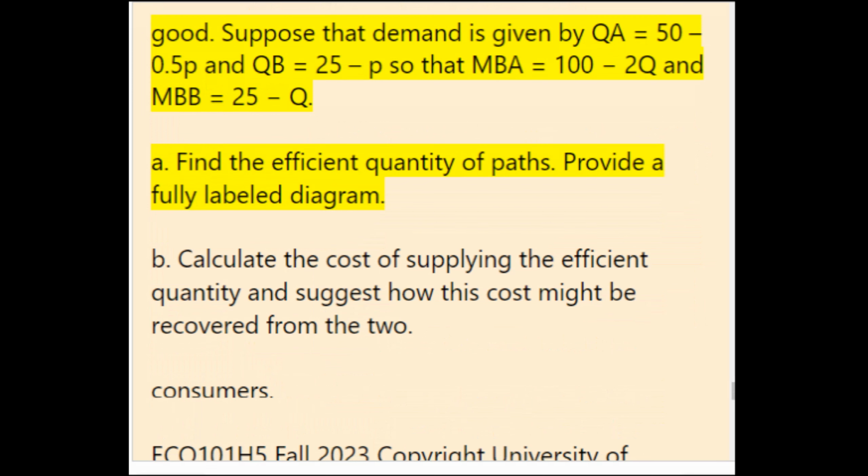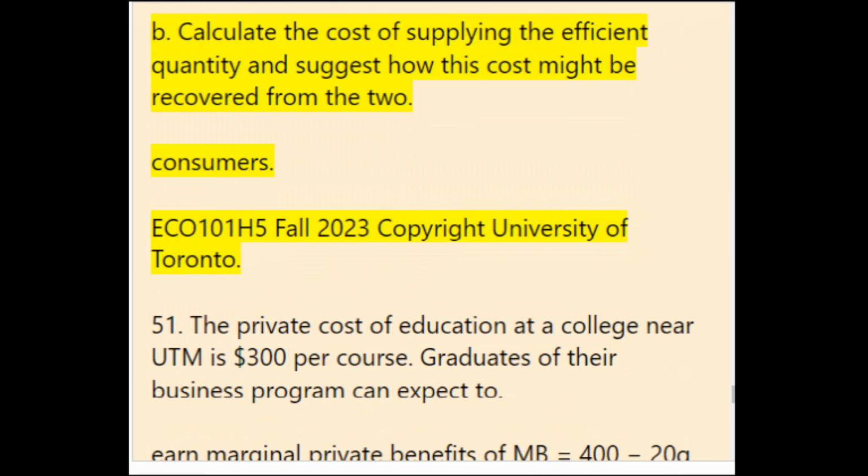Suppose that demand is given by QA equals 50 minus 0.5P and QB equals 25 minus P, so that MBA equals 100 minus 2Q and MBB equals 25 minus Q. A. Find the efficient quantity of paths. Provide a fully labeled diagram. B. Calculate the cost of supplying the efficient quantity and suggest how this cost might be recovered from the two consumers.